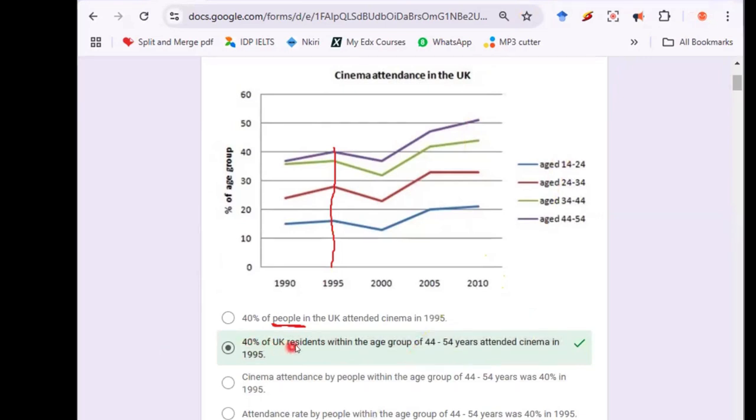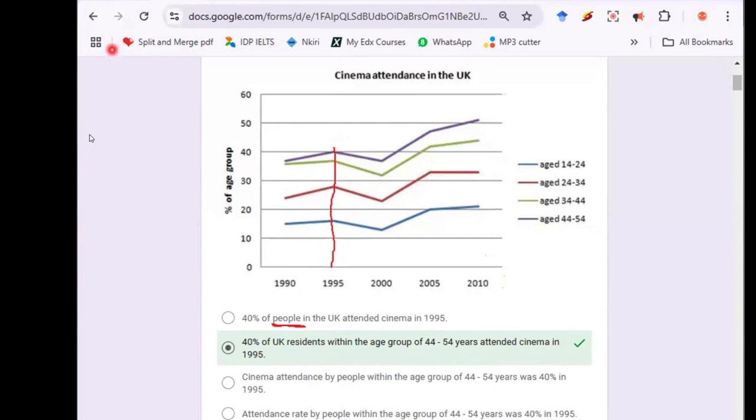40% of UK residents within the age group of 44 to 54 years. So where's 44 to 54 years? The one at the top. That's it here. 40% of what? Of individuals within UK residents, 40% of UK residents within the age group of what? 44 to 54 years attended cinema in 1995.